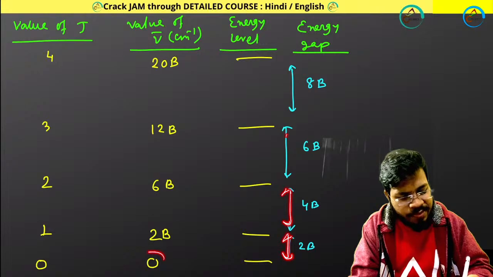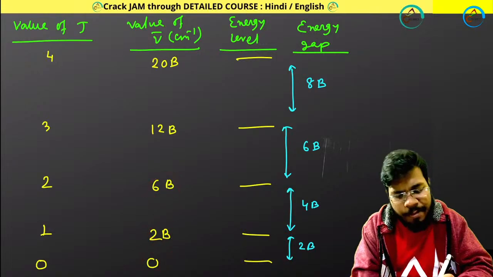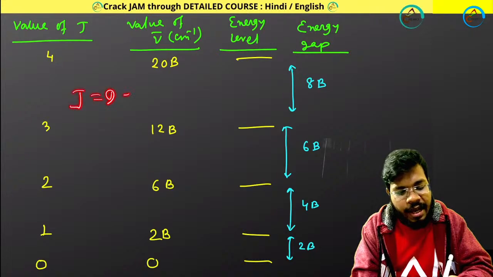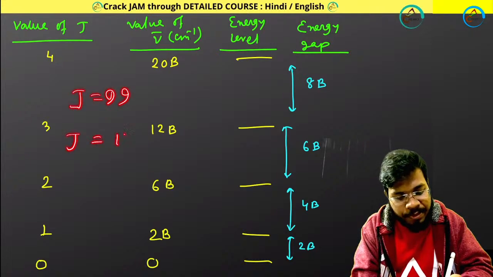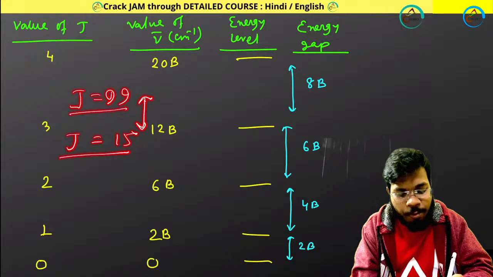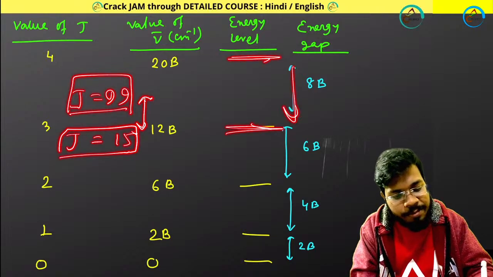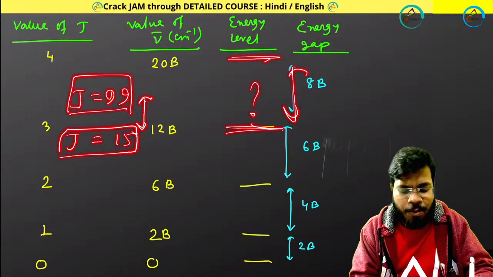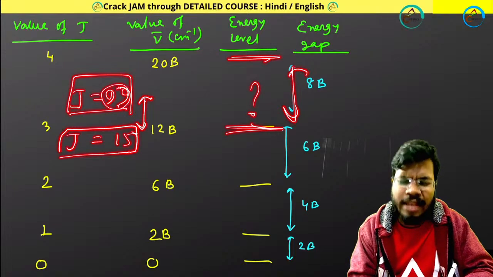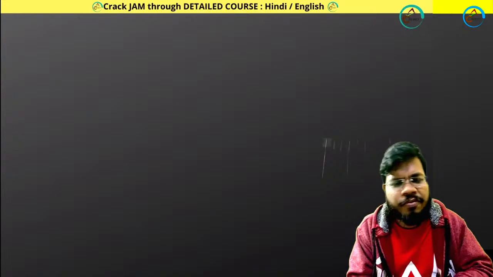You are just taking these values and subtracting. So if I tell you, tell me if j equals 99 and j equals 15, what will be the energy gap of the corresponding energy levels? That means the corresponding energy levels. For that you have to put in values. That may be complicated, so the energy gap can be calculated in a very different manner.